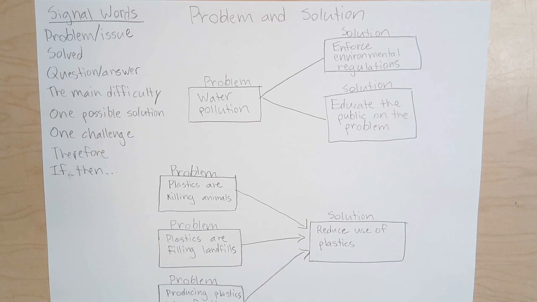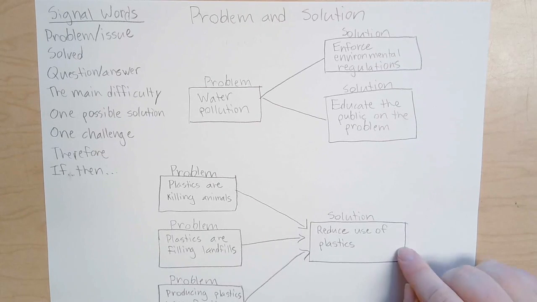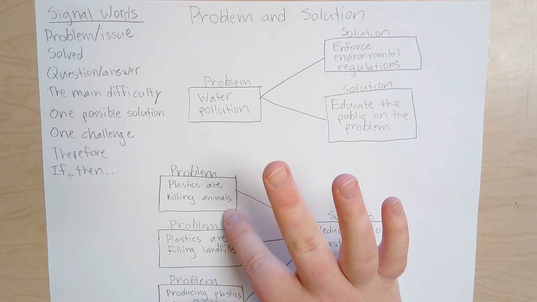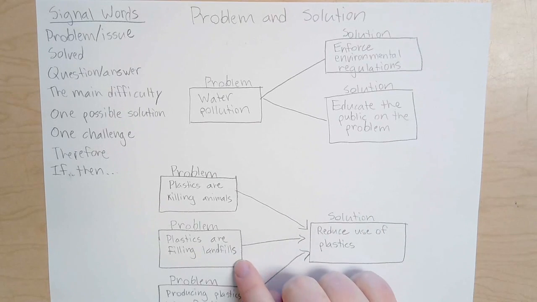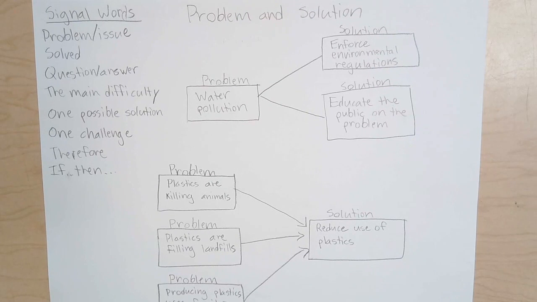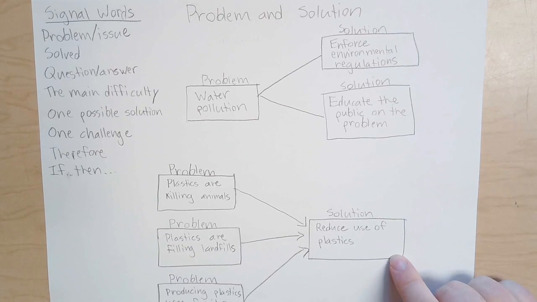Another way this might be accomplished is by describing several problems that have the same solution. Let's say we're talking about plastics. Plastics are killing animals in the wild when people litter, particularly. Plastics are filling up landfills because they don't degrade over time. Producing plastics uses fossil fuels, which of course contributes to climate change. All of these problems could be solved by reducing our usage of plastics, which we use way too many of already.